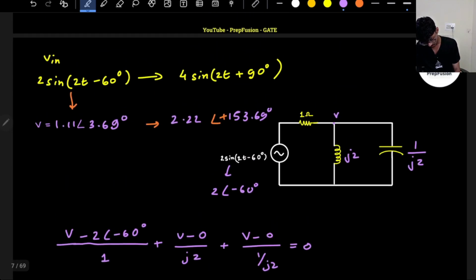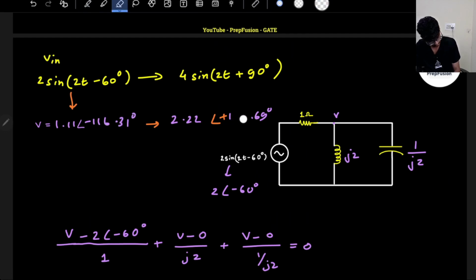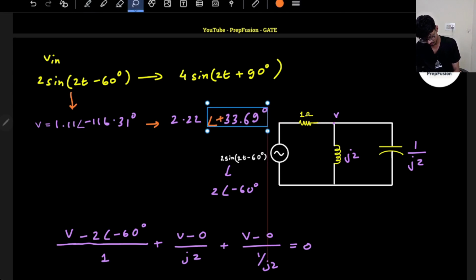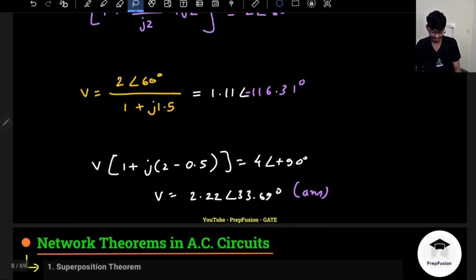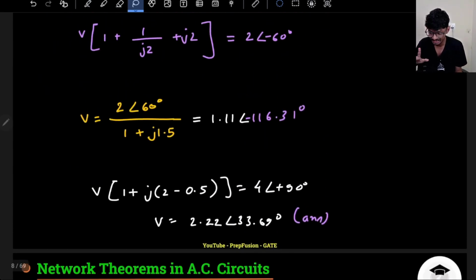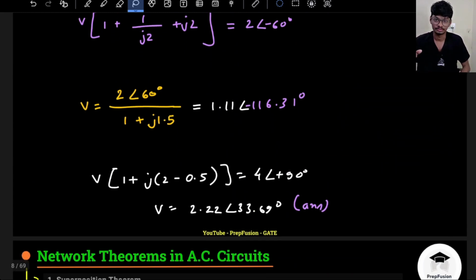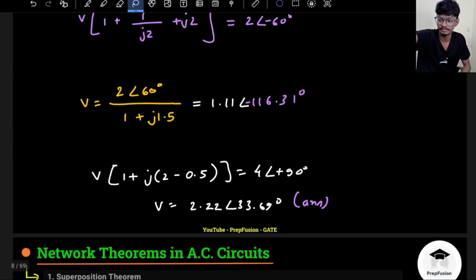So your answer will be minus 116.31, and this will be plus 33.69 degrees. Okay, so yeah, that is the answer of this particular question. So yeah, I hope you have learned something. So you should always back calculate and check your calculations, right? So I was a bit off there, so I'm sorry.